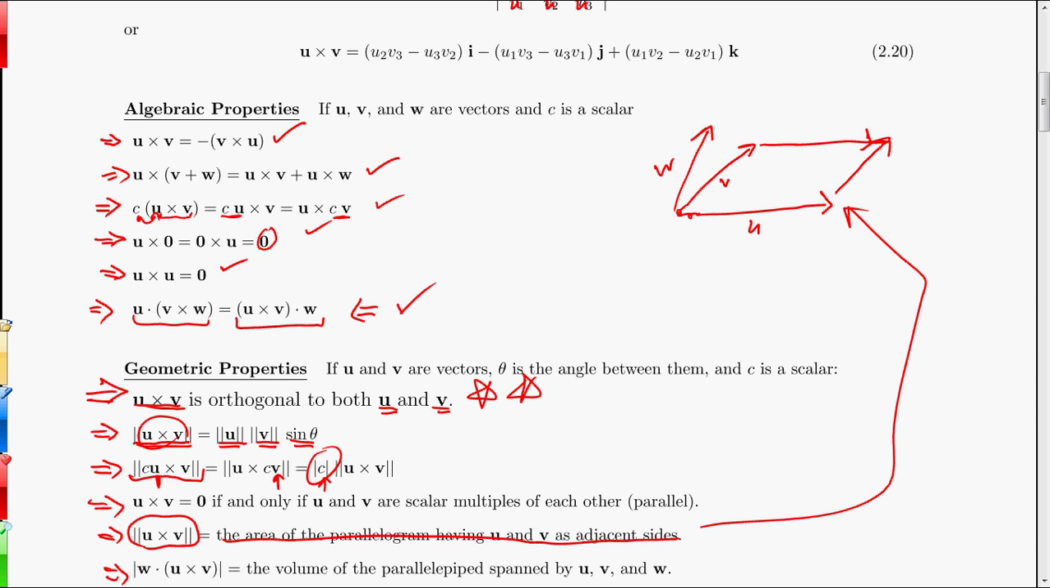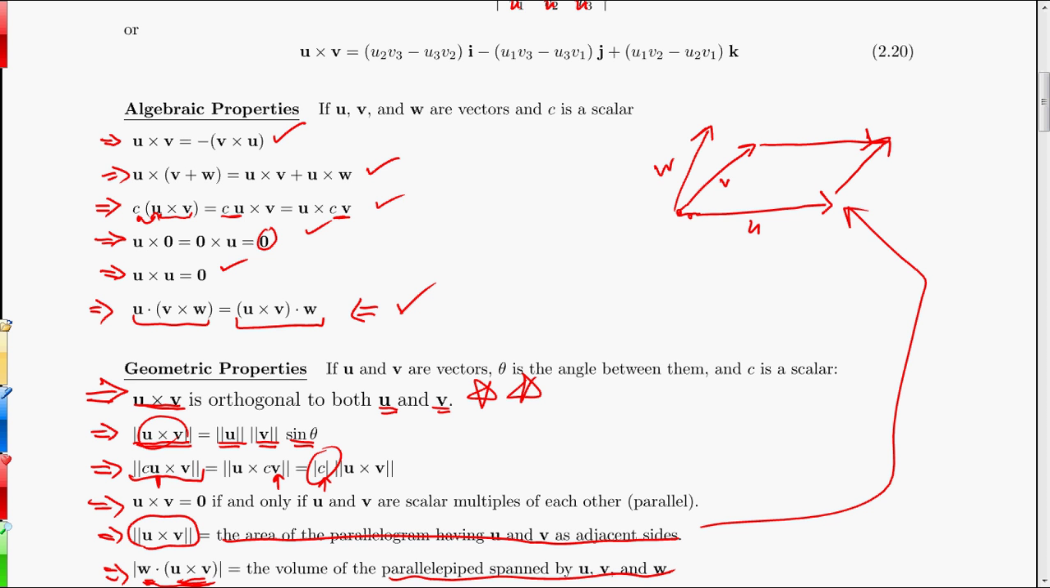If I take the absolute value of W dot U cross V, because remember U cross V will be a vector, W is a vector. When I take the dot product, I get a number or a scalar. If I take that absolute value, and it hardly seems like this is worth even knowing, and in fact it might not be, but I'm going to finish it because it's in the book and I'm almost done now, is the volume of the parallelepiped spanned by U, V, and W.